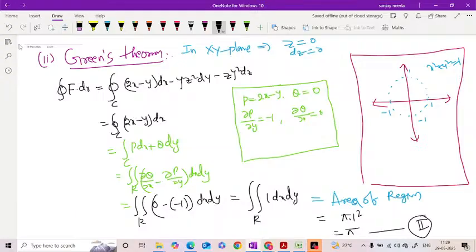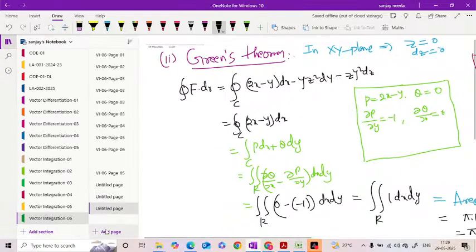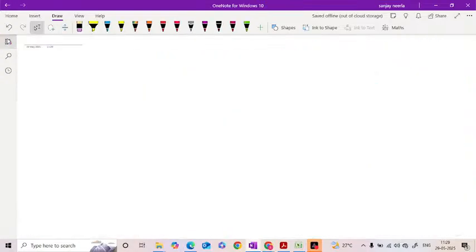Next one, come to using the Stokes theorem. Stokes theorem, third one. I will apply the Stokes theorem.